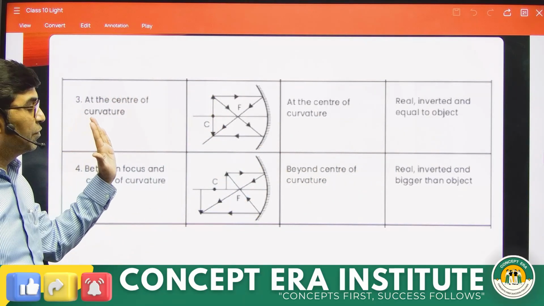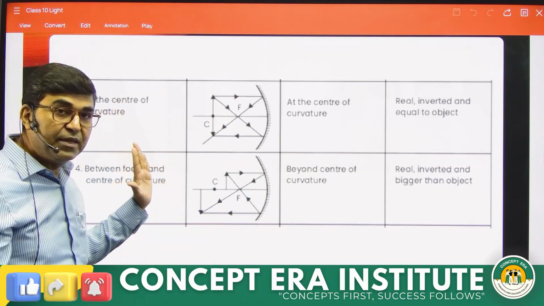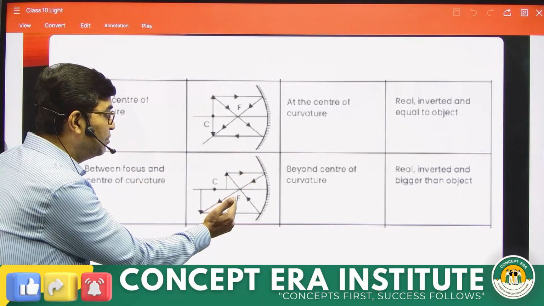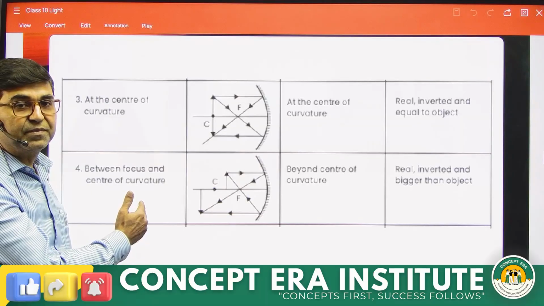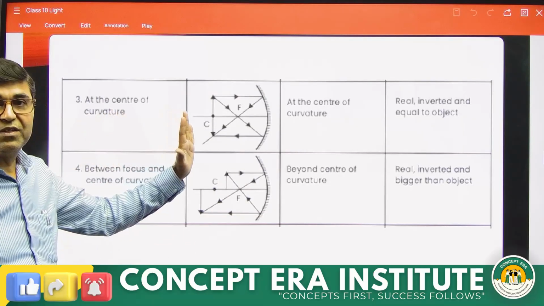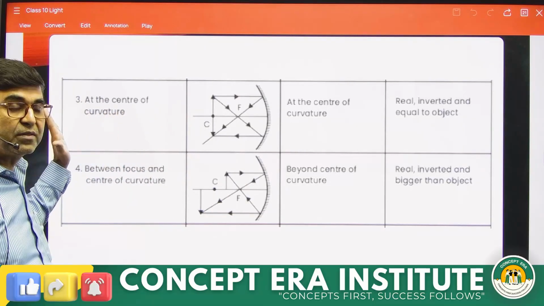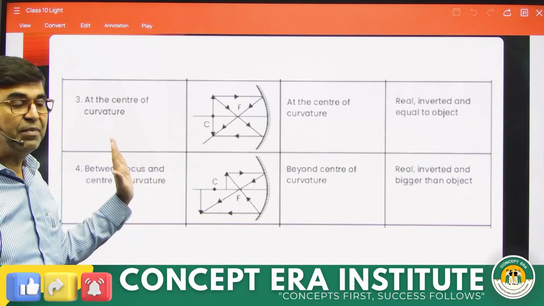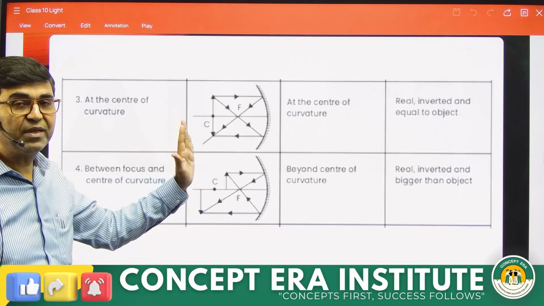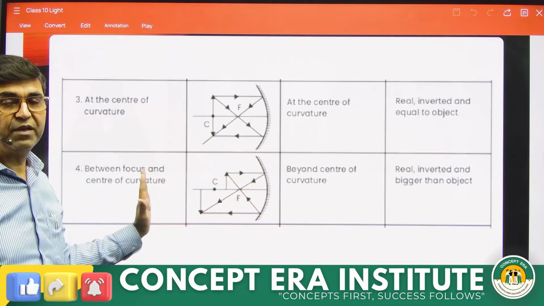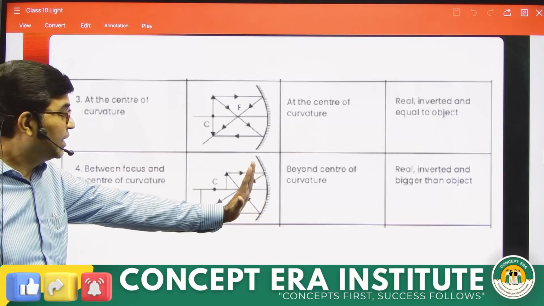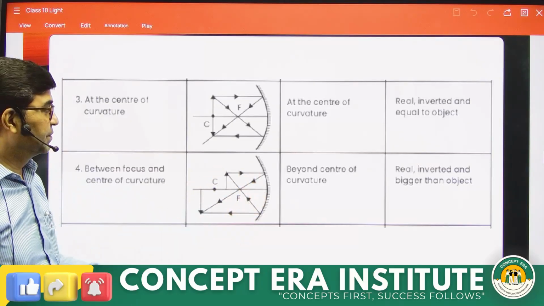Now if we move the object closer to the mirror, then the image will move away from the mirror. This is a rule that as the object approaches the mirror, the image recedes away. That means if we bring the object closer to the mirror, the image formed will be further away. And if the object is further, the image formed will be near the mirror.